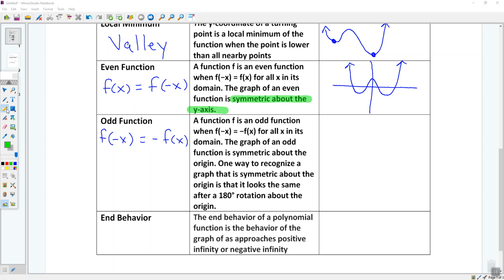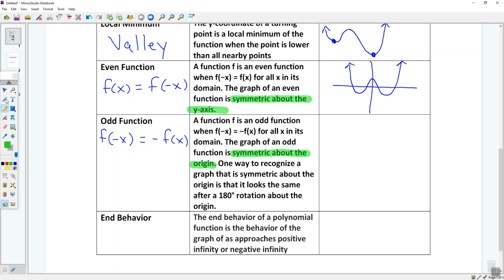Odd functions are a little goofy. So the graph of an odd function is symmetric about what? Symmetric about the origin. It says one way to recognize a graph that is symmetric about the origin is that it looks the same after how many degrees of rotation? 180. If you can put your finger on the origin and spin the graph half a turn, and it's exactly the same, then it's going to be an odd function.